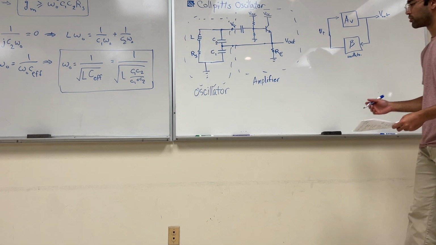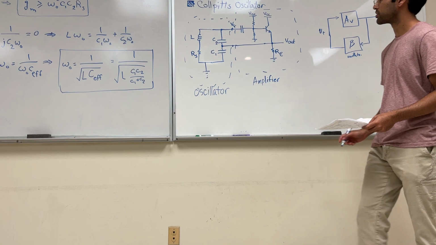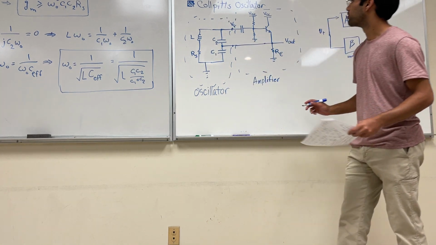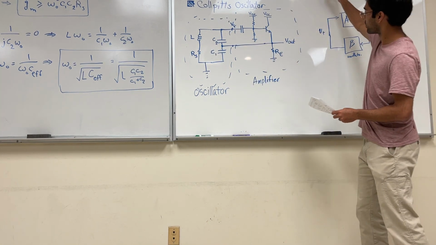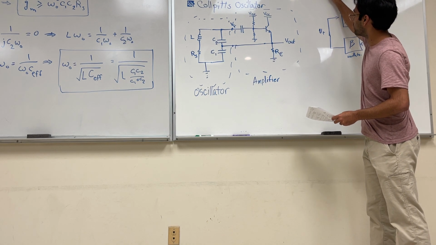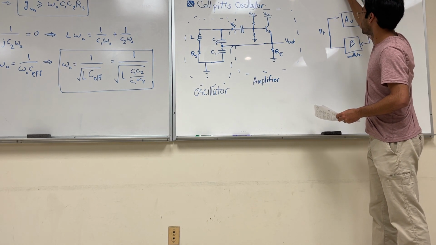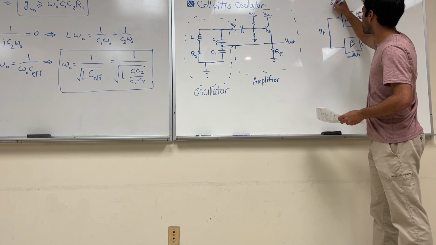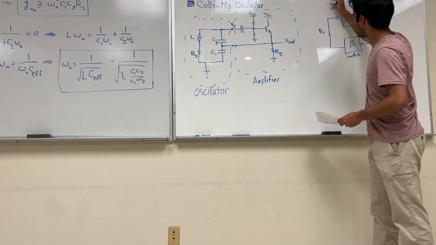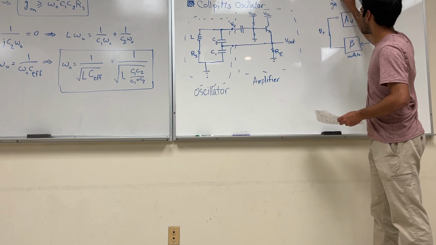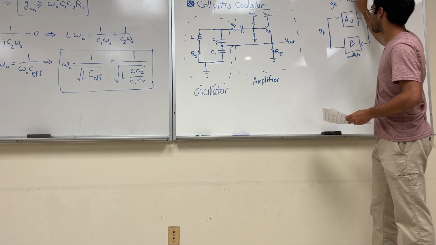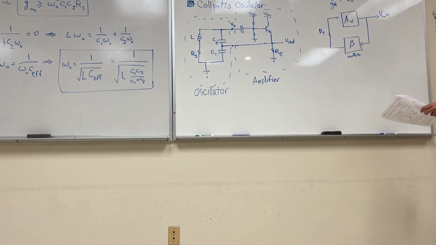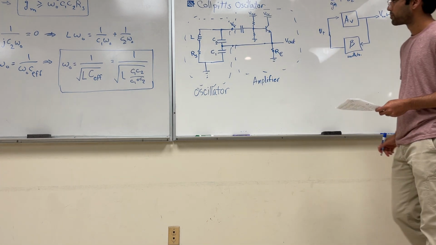So what you can do is you can look at this thing over here. We already know the gain of a common collector amplifier. It will be the impedance at the emitter over 1/gm plus the impedance of the emitter. Okay? So knowing this, we need to solve for the gain of the oscillator.